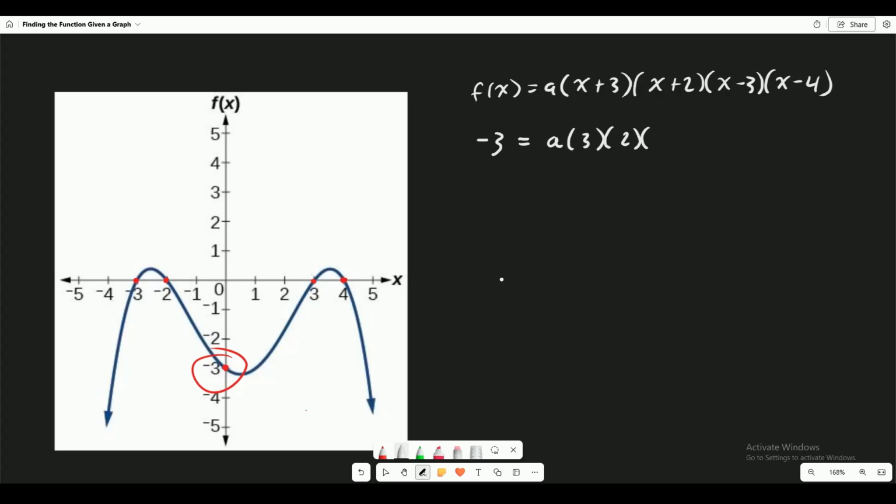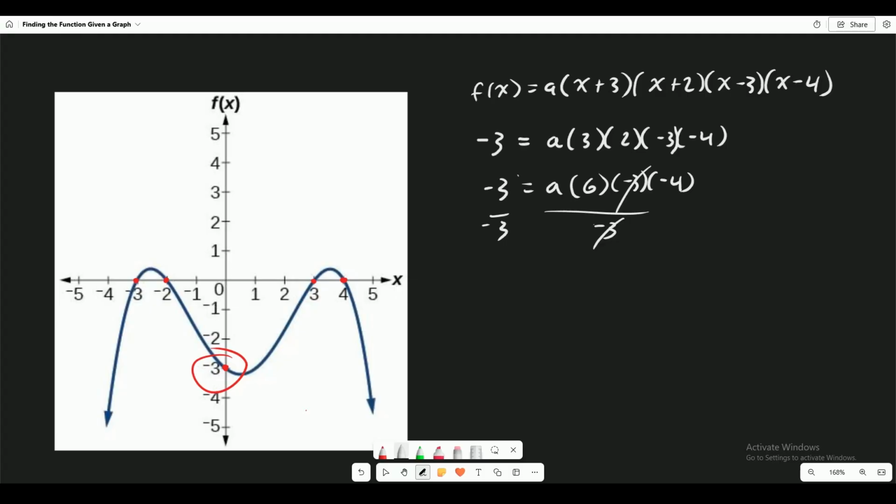I'm plugging 0 for x, and I'm just skipping the arithmetic because we know that 0 plus 3 is equal to 3. And then negative 3 here, and then negative 4 here. Okay, let's do some math. Negative 3 is equal to a times 3 times 2 is 6 times negative 3 times negative 4. I see that they share a negative 3, so I'm just going to divide by negative 3 without multiplying, so I can get rid of it quickly.